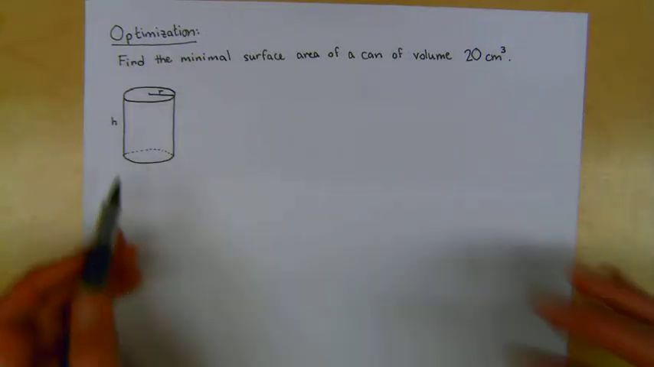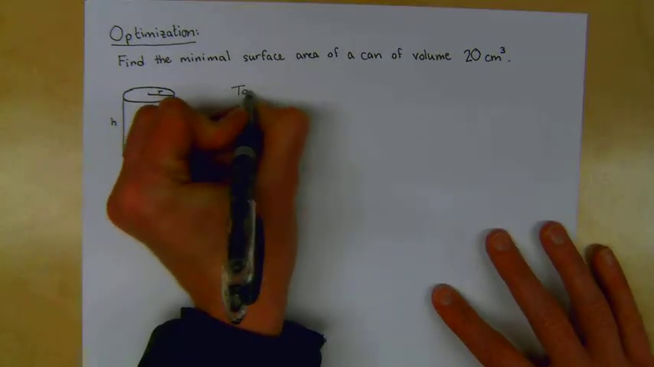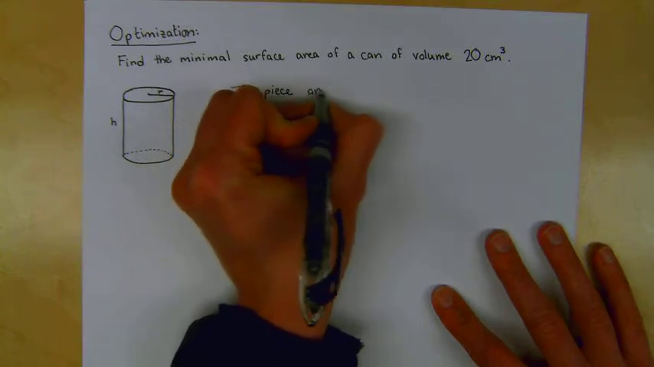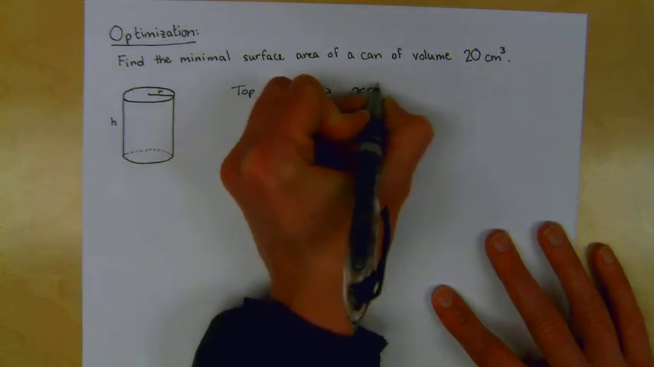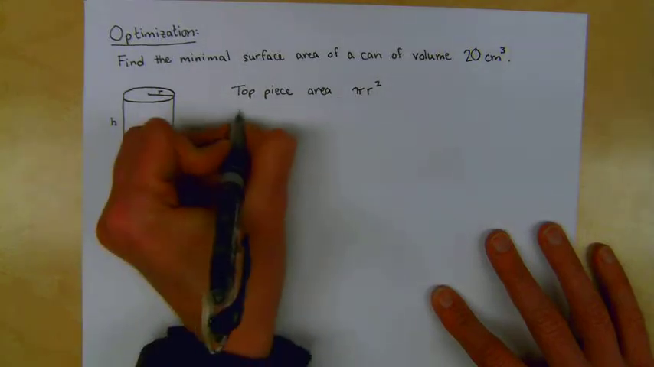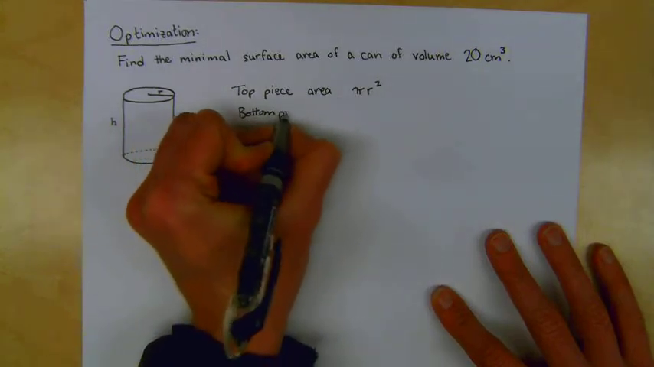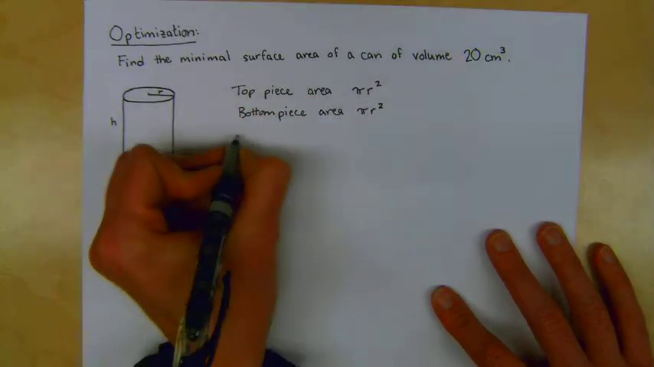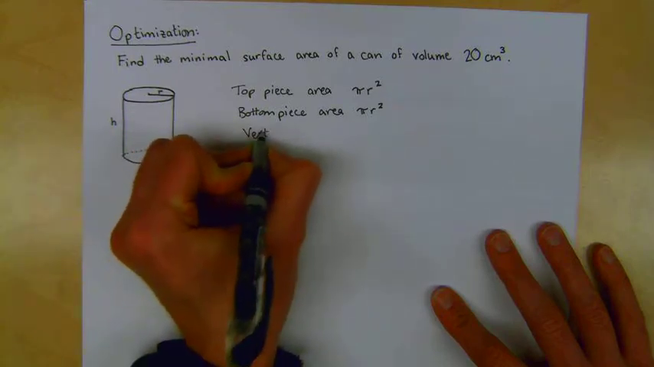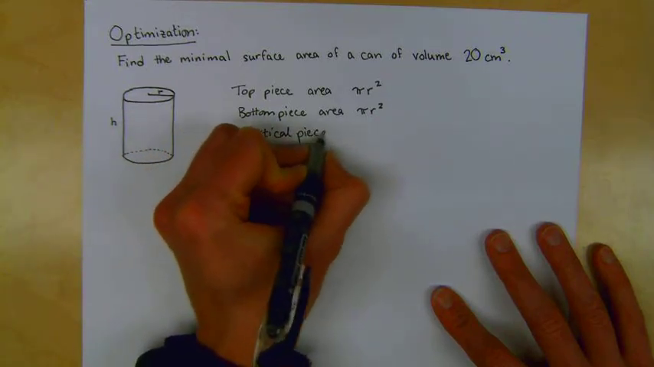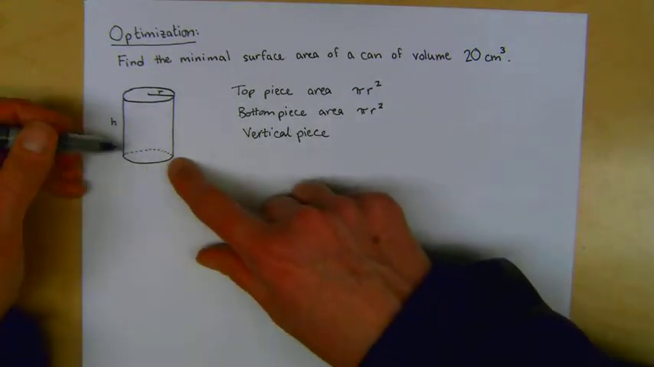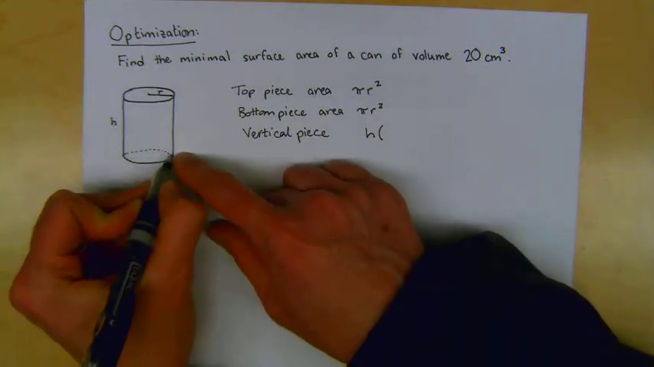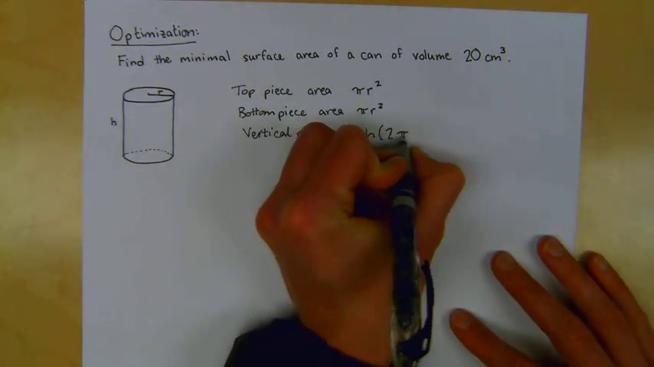And I believe the top piece is going to have area pi r squared. The bottom piece is also going to have area pi r squared. And then this vertical piece is just length times height, and the height is h, but the length is the circumference of the can, which is 2 pi r.